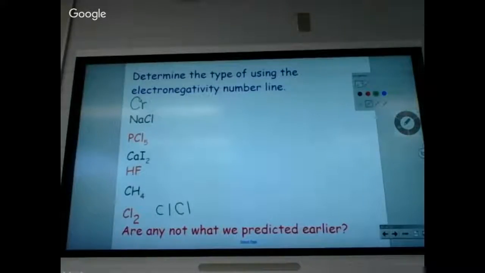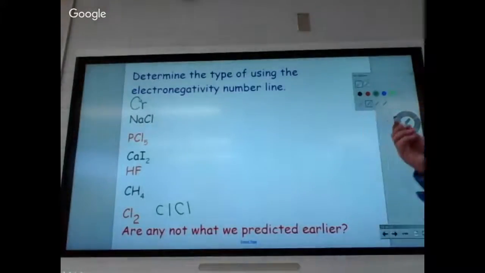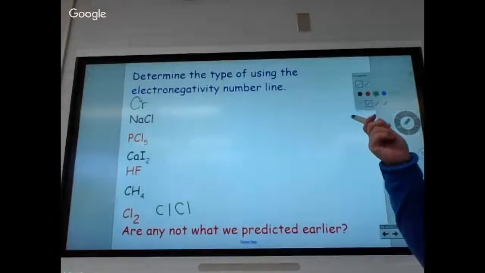And what we got? Okay, so Cr, the top one is up there. All right? What do you know about Cr? It's a metal. When you see just a metal, you don't look up the numbers, you don't subtract, you just label it as a metallic bond. If you look up the number for a metal, what number did you find for Cr?